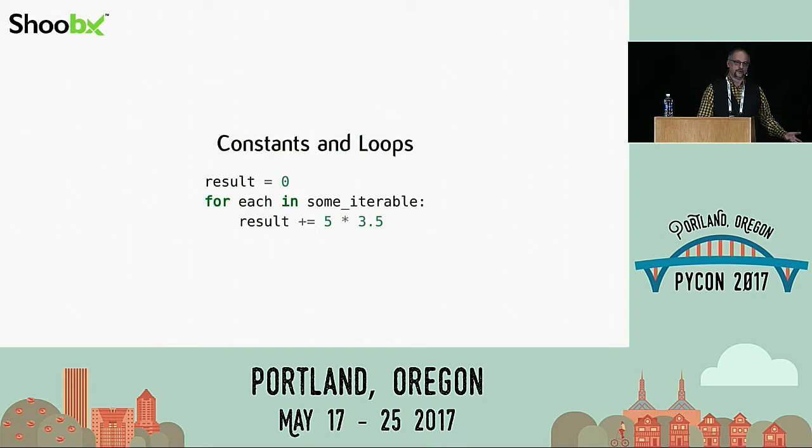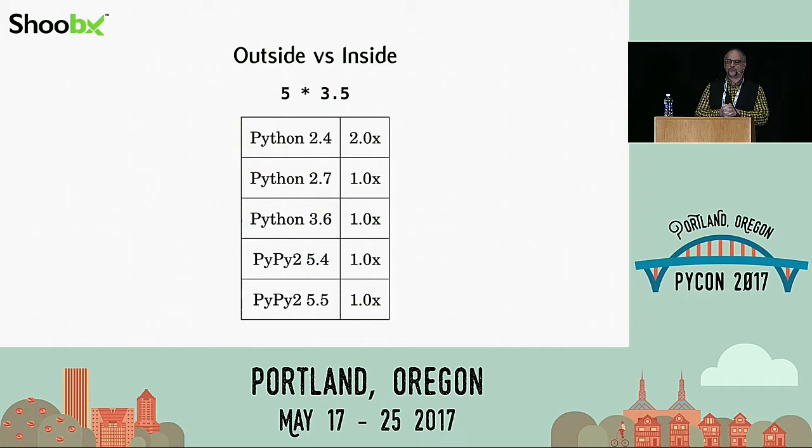Well, the claim is that you don't have to bother about this anymore because CPython will find that this calculation is constant, and it will actually do it outside of the loop for you. So I checked, and indeed, yes, it does. This is since Python 2.5. It now actually finds this and optimizes it away.